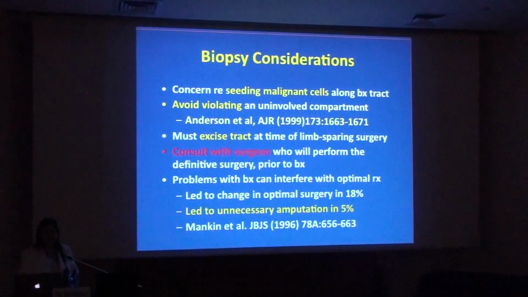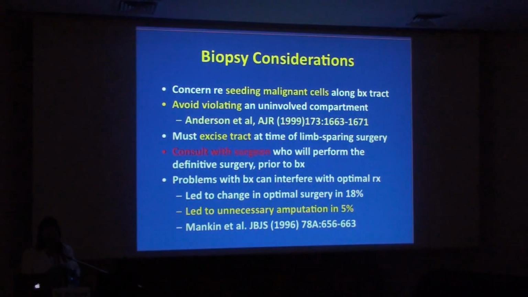All right, so I can't really do justice to the thoughts about biopsying these things, but at some point you can characterize the mass on MR or other imaging and you need to go to biopsy, but there's concern about seeding malignant cells along the biopsy tract. And one of the worst things you can do is choose the wrong biopsy tract so that it necessitates a much more extensive surgery. You really don't want to violate a compartment that's uninvolved.